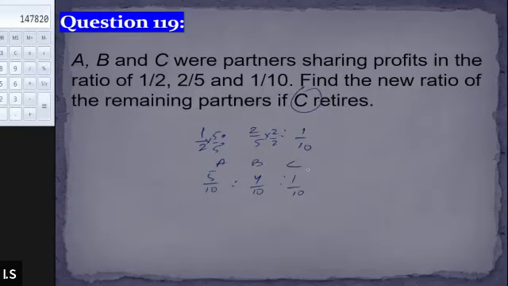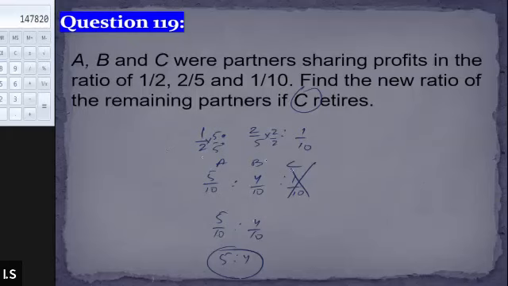And if C retires, and the question doesn't tell you anything about who is going to take over C's proportion of share, the question is silent about that, then in such a situation, the new profit sharing ratio will be the ratio of the remaining partners. That means we'll simply cut out his ratio. The ratio will be 5/10 and 4/10. That means 5 is to 4. You're getting my point.